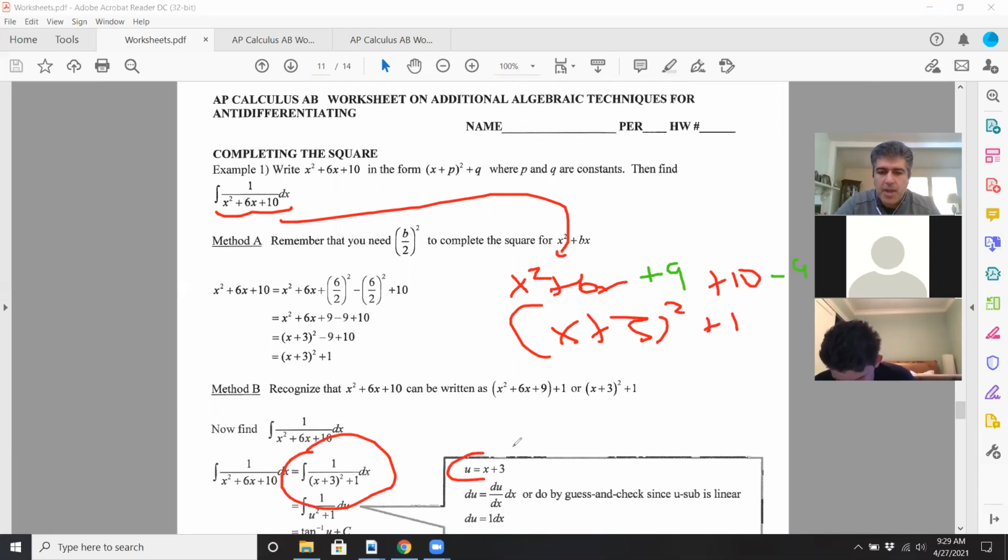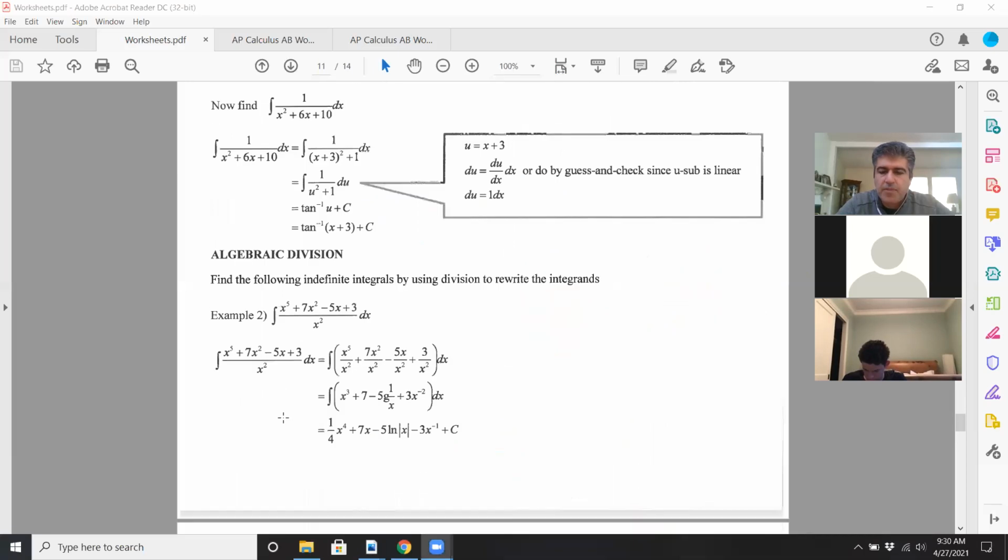So now you're integrating this. Now we can do a u sub, let u equal x plus 3. So you have 1 over u squared plus 1, and hopefully you recognize that's an inverse tan derivative. The derivative of inverse tan is 1 over u squared plus 1, so the antiderivative of that is inverse tan. And of course, du over dx equals 1, so dx is just du. So it makes a very seamless substitution.